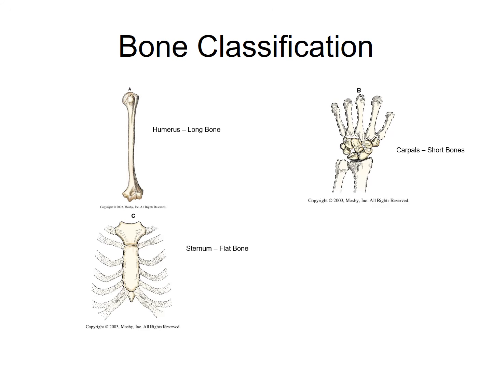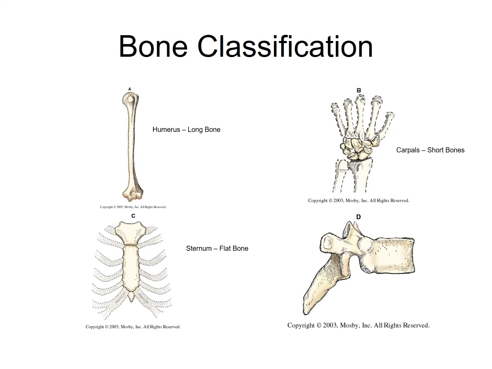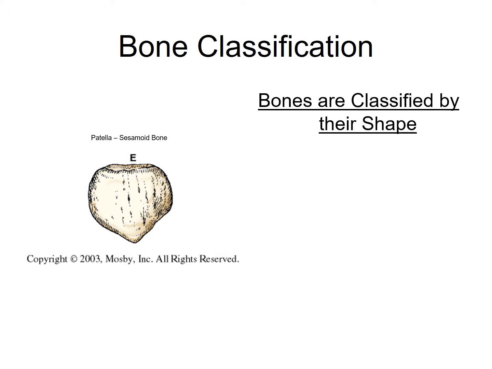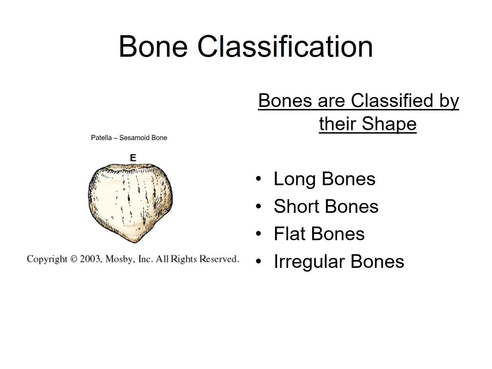We have our sternum, which is the breastbone. That's a flat bone. And here's a picture of a vertebra. A vertebra, bone of your spine, is an irregular bone. Here's the patella or kneecap, and it's called a sesamoid bone. So bones are classified by their shape: long bones, short bones, flat bones, irregular bones, sesamoid bones.